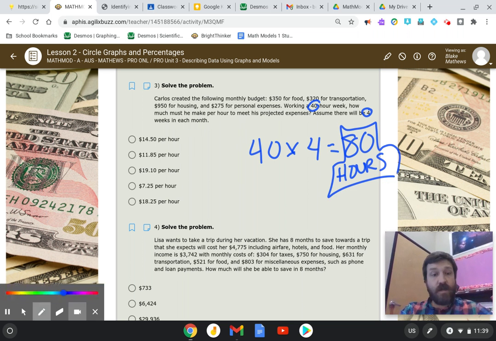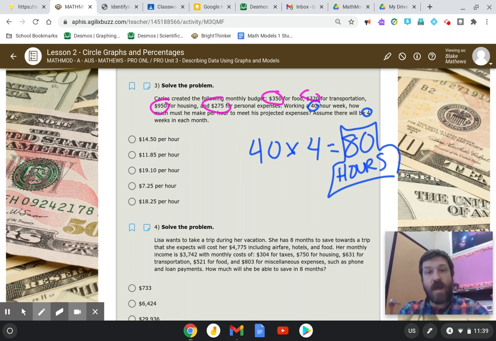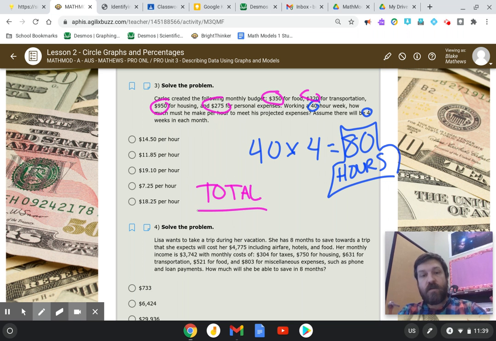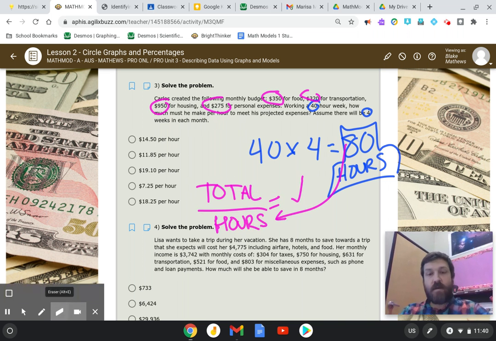The other thing we need is to find the total of all of the expenses. We need to add all those numbers up, and you're going to get some total. Then you take the total that you find divided by the hours he's going to work in the month, which we already found, and then that is your answer. So you need to find that answer there, total divided by the number of hours.